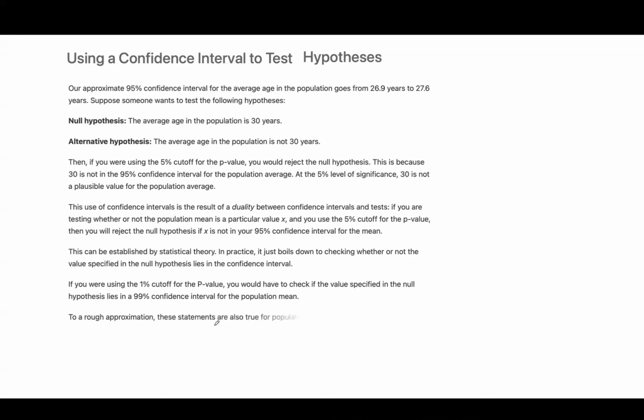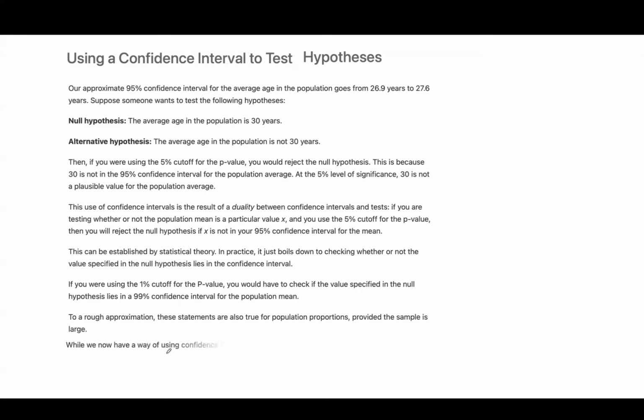If you were using the 1% cutoff for the p-value, you would have to check if the value specified in the null hypothesis lies in a 99% confidence interval for the population mean. To a rough approximation, these statements are also true for population proportions, provided the sample is large enough.